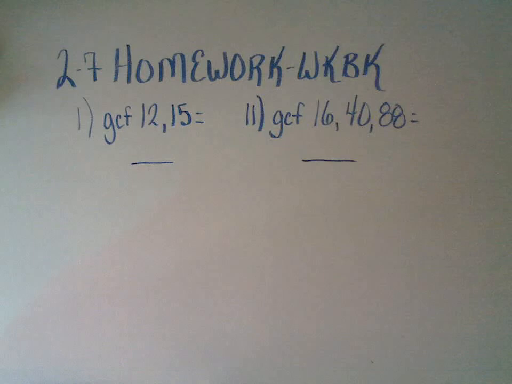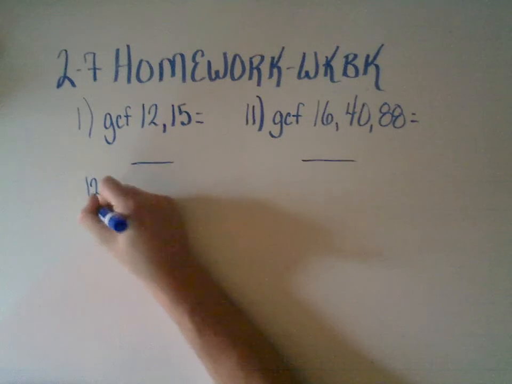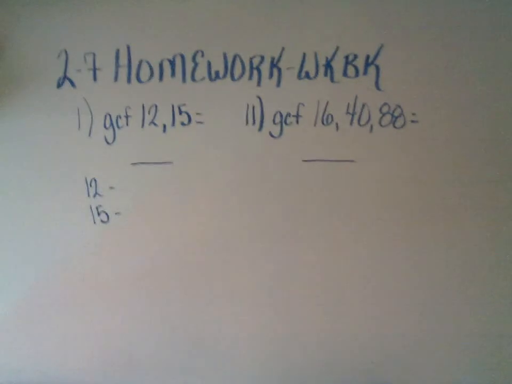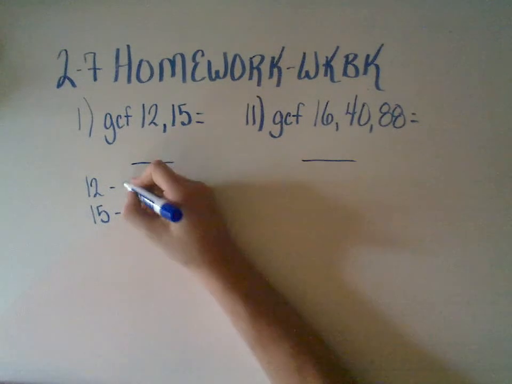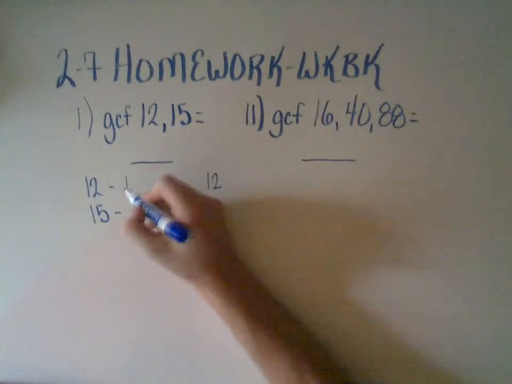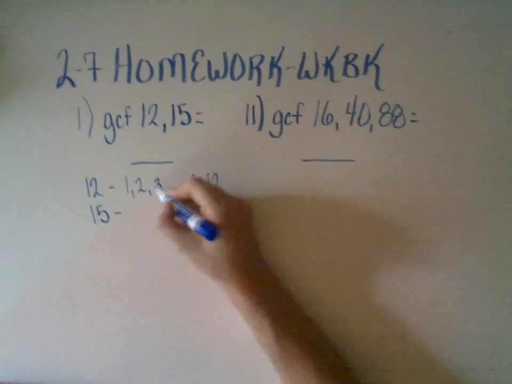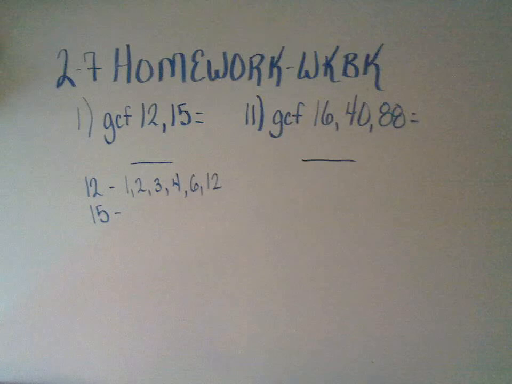One of the most common is to list the factors of the number. So in number 1, where we're asked to find the greatest common factor of 12 and 15, we're actually going to list the factors of 12 and 15. Remember, factors are two numbers that multiply together to make a given number. So for 12, you'd have 1 and 12, because 1 times 12 is 12. And you'd have 2 and 6, because 2 times 6 is 12. And 3 and 4, because 3 times 4 is 12.